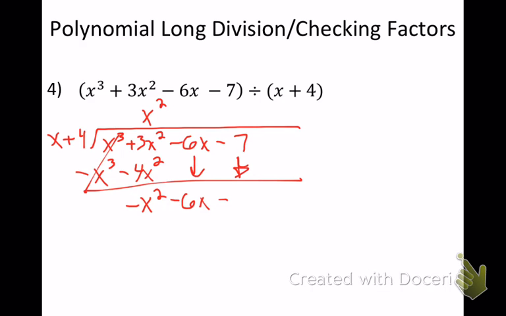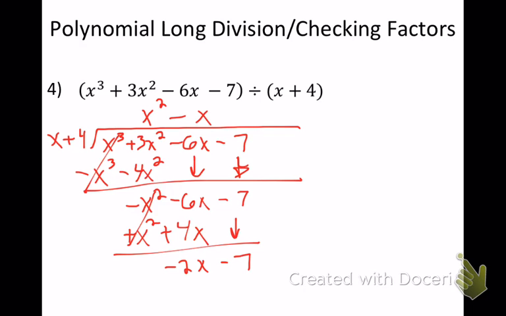Minus 6x minus 7. How many times is x going to negative x squared times? Remember, you got to think in terms of variables here. So x times what would give me negative x squared? Negative x. Nice job. So I get negative x. I multiply back. So I get negative x squared. Then I get a negative 4x. And then I switch signs. That gives me negative 2x minus 7.